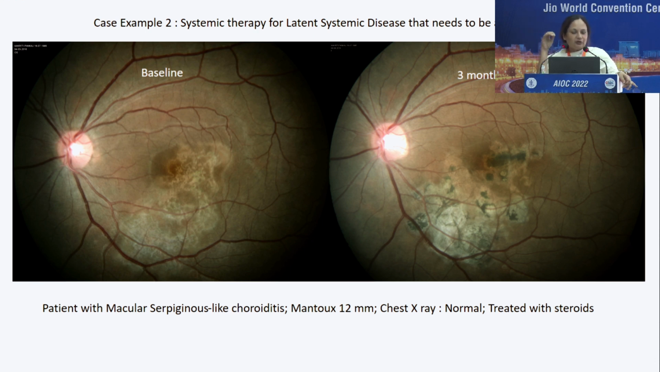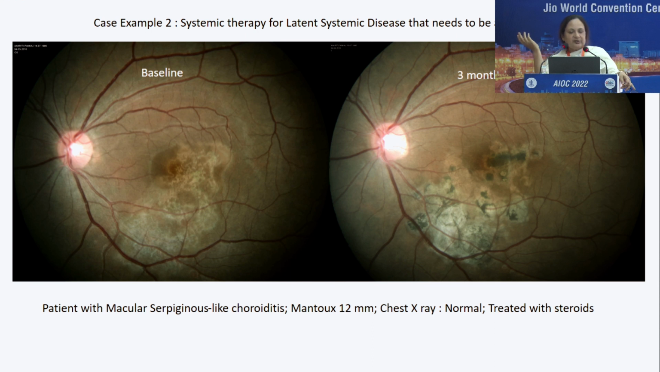It sounds complex, but it's a very simple example. We again come back to TB. Now the patient has this serpiginous-like choroiditis. You test for TB, it's negative, but there is a mycobacterium sitting somewhere else in the body which is producing this immunogenic phenomenon in the eye. If you give a steroid injection locally, it will respond. But since you have not taken care of that bug sitting somewhere else in the body, you will have a recurrent course. So for that reason, you will have to give anti-TB drugs.